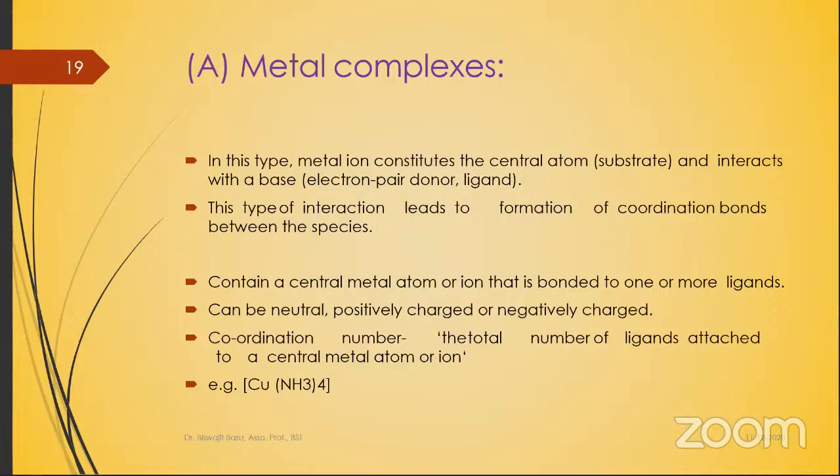Now, in the case of metal complex, it contains one central atom, and that is a metal. The metal atom or ion is bonded to one or more ligands. And after bonding, it can be neutral, positively charged, or negatively charged. Coordination number.